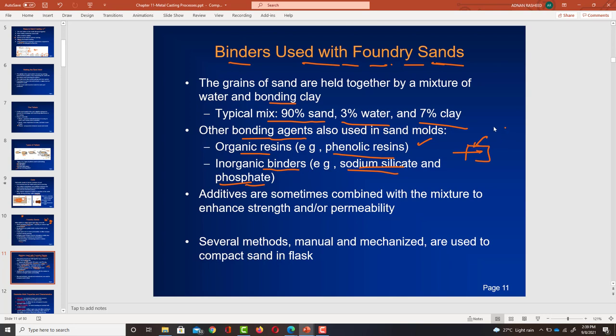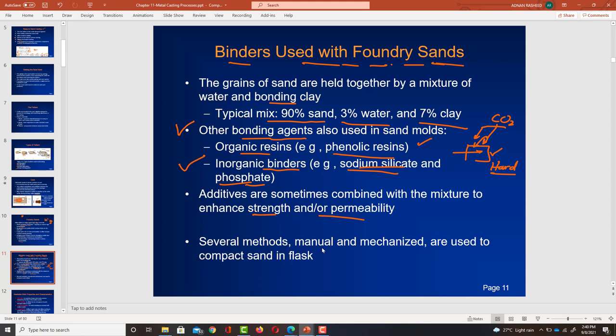So only these are added, and carbon dioxide gas is passed through this and it will make the mold cavity harder. So you can use sand binder depending upon your requirement, either organic resins or inorganic binders. Also some additives are sometimes combined with the mixture to enhance strength or permeability. So agar aapko in cheezon ki zyada strength ki zarurat hai and permeability, additional chemicals or additives can be added to that.